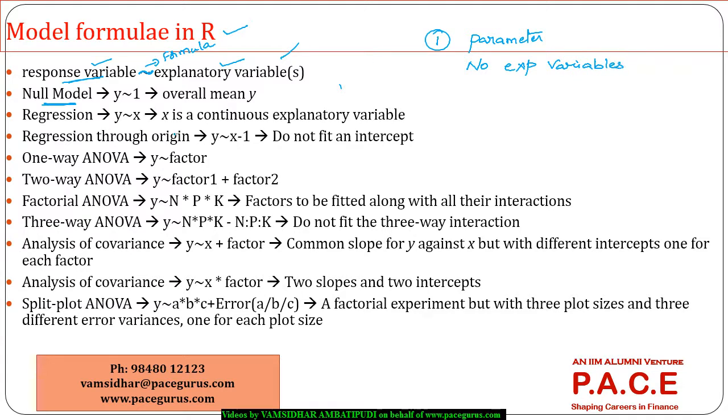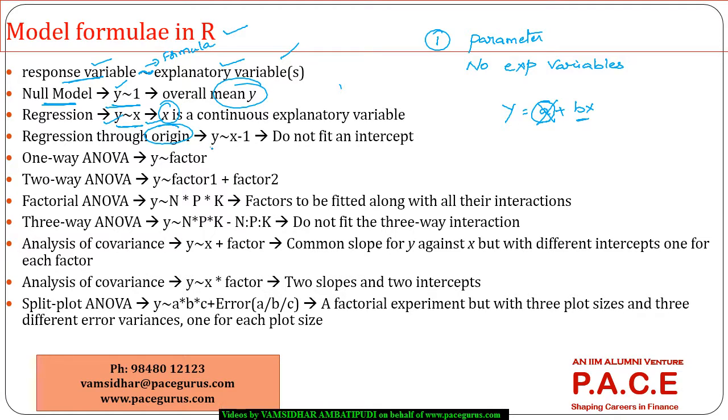So the way we fit a null model is y, which is the response variable, tilde 1, which will take the overall mean of y. That's the only parameter that gets worked out. Those kinds of models are called null models. And a regression model is y tilde x, where x is a continuous explanatory variable and y is a continuous response variable. And if I want the regression through the origin, in a typical regression I will get something like y equal to a plus bx, where a is the intercept and b is the slope. But if I don't want the intercept part, this is what we call regression through the origin.